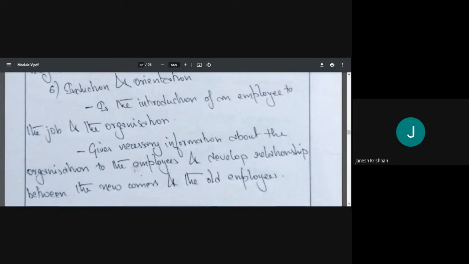This is what we have seen in the previous class. Clear? Hopefully you have no doubts in that, right?